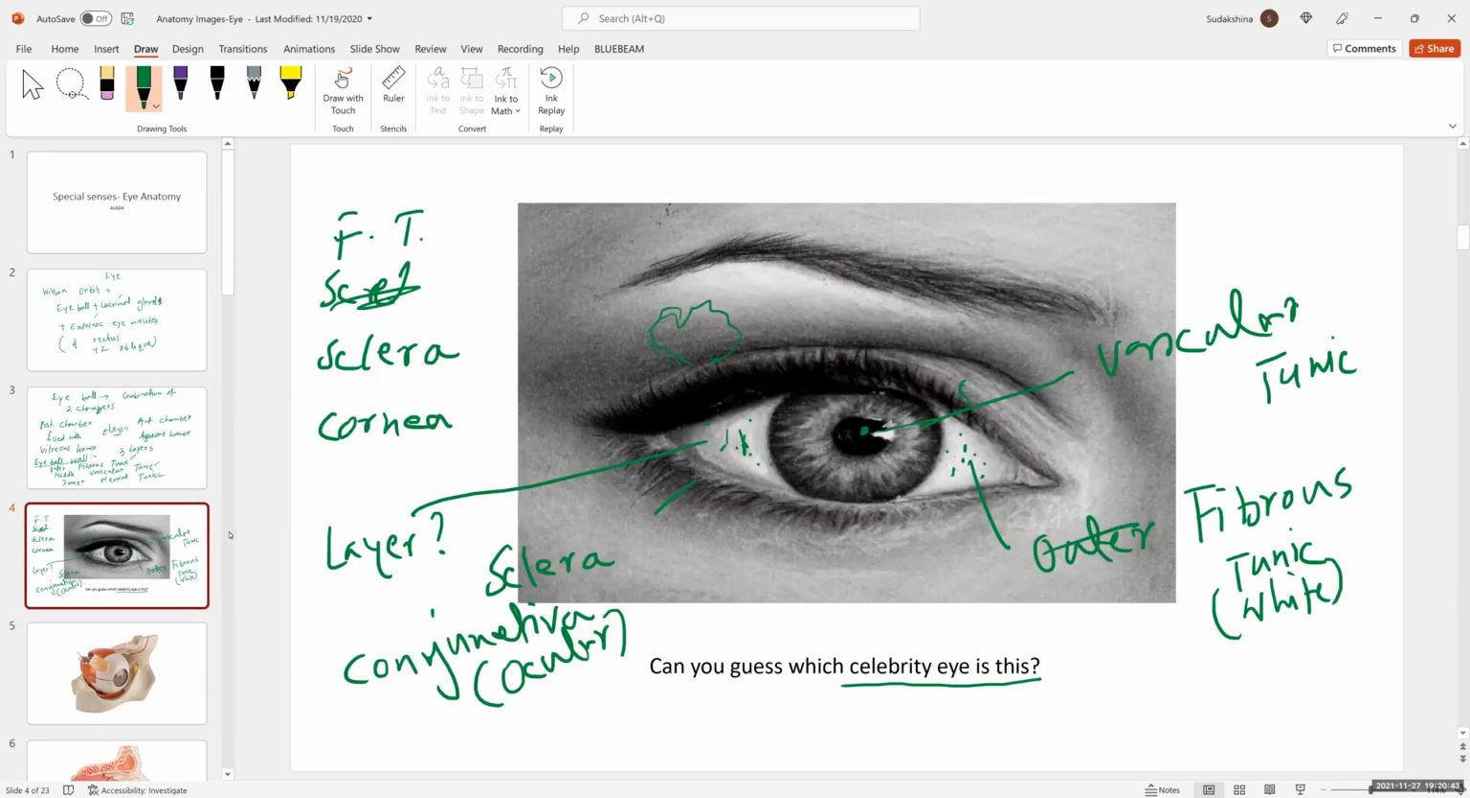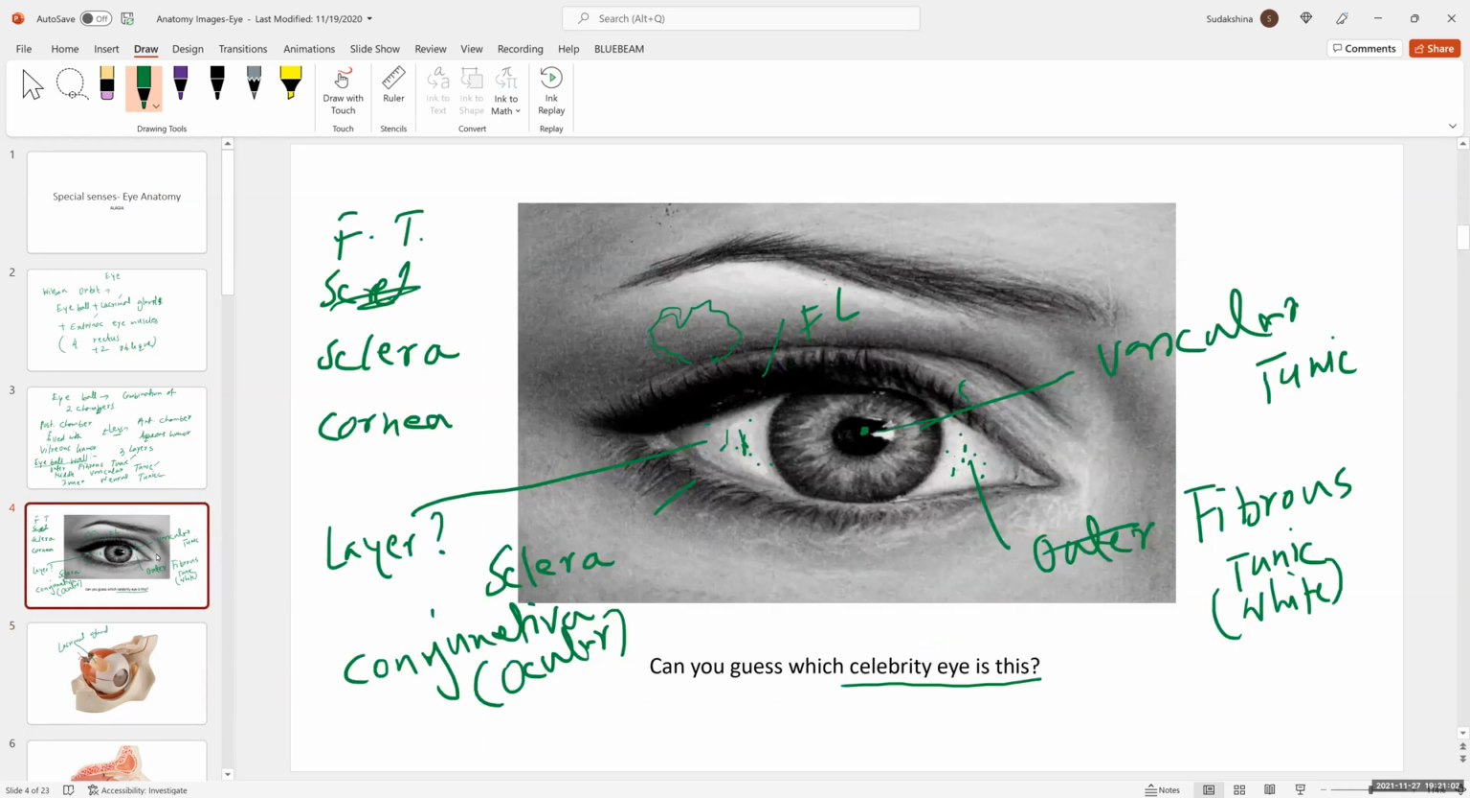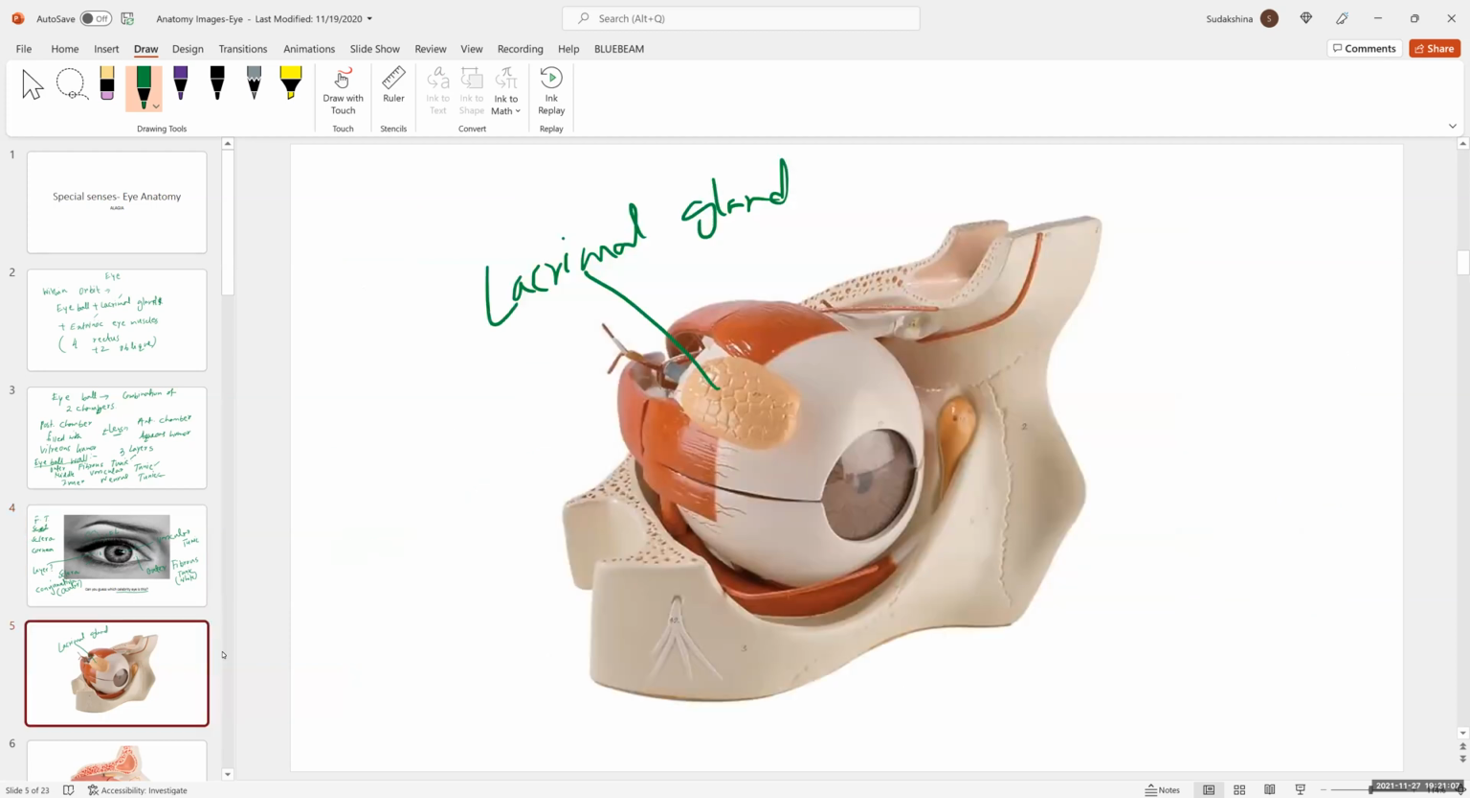What can we not see? So we see the eyelash, we see the ocular conjunctiva. Where is the lacrimal gland? Lacrimal sac. Okay, so here is the lacrimal gland. You can place it. Basically what I was drawing here, you are seeing the same thing here. Lacrimal gland produces tears.